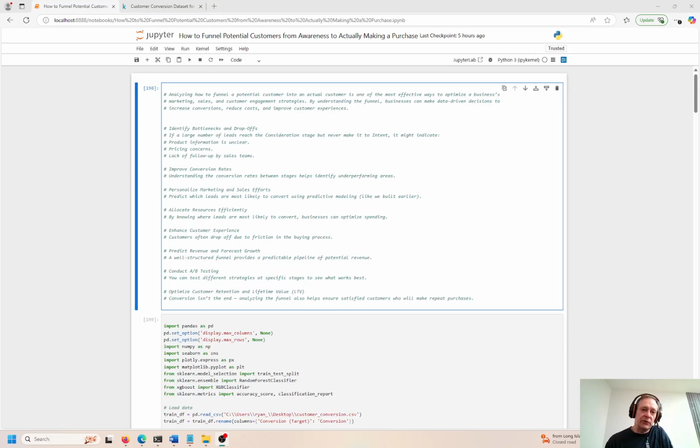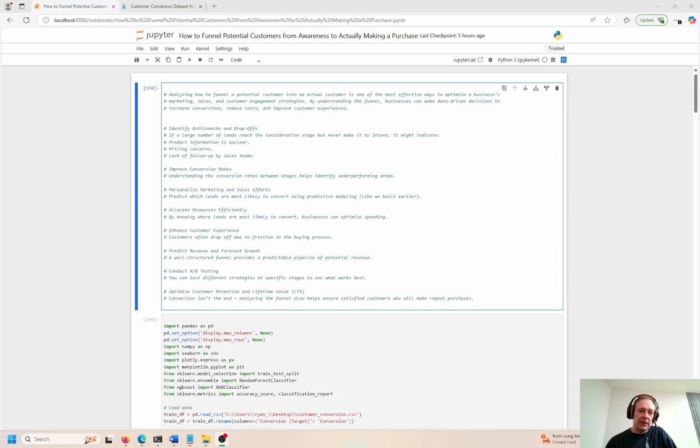Okay, so we have to identify bottlenecks and drop-offs. Why would the potential customer never convert to an actual full-blown paying customer? Okay, there could be pricing concerns, lack of follow-up from the sales team, product information is not clear, right? So the customer gets lost or confused. We want to improve conversion rates. Okay, we want to personalize the marketing and the sales efforts, right, and make it very customized to the end customer, right, and engage with that person very intimately.